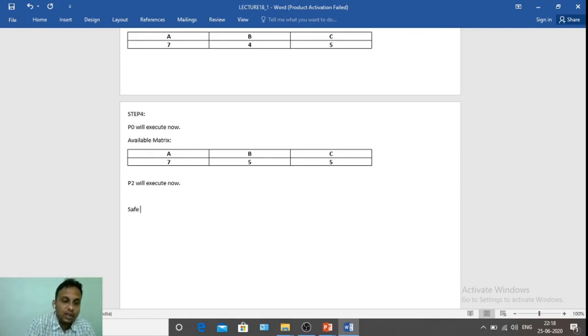What is the safe sequence? At first we can say that this system is not in a deadlock situation. Why is it not in a deadlock situation? Because all the processes executed safely.